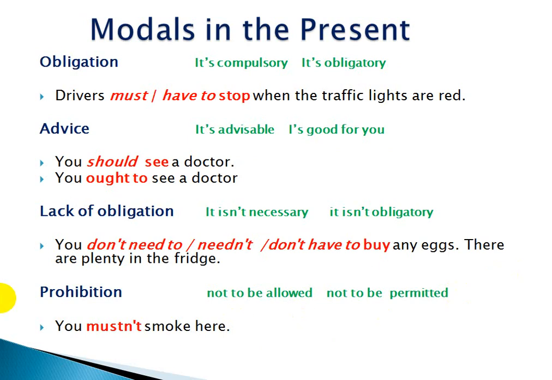Now, in the first part of our lesson about modals, we are going to speak about modals in the present. Modals can express different ideas. The first idea is obligation, and it can be expressed by using the modal verb must or have to. Obligation means that something is compulsory or obligatory. Example: drivers must stop or have to stop when the traffic lights are red. It's necessary, it's compulsory, it's obligatory.